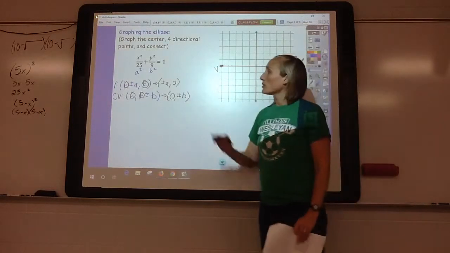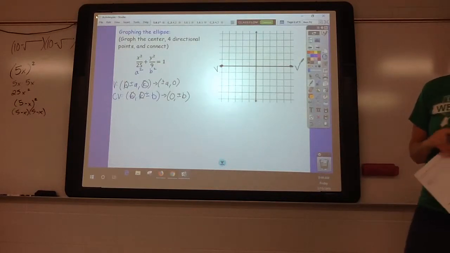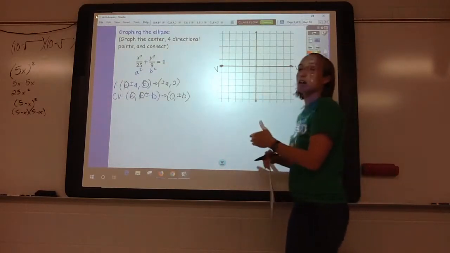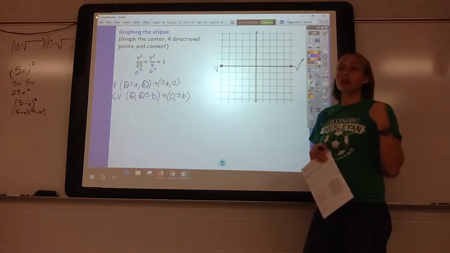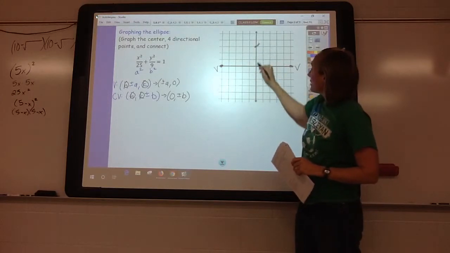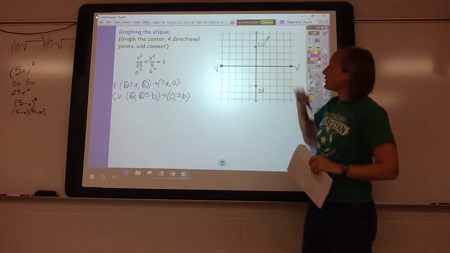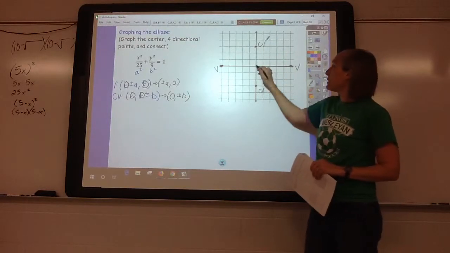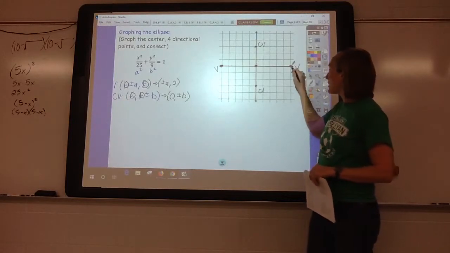Okay, my covertices are going to be at what? Good, they're going to be at the 3's. 0, plus or minus 3. Okay, so it's 0 first, so that means that if the 3's in the second spot, it's going up or down 3. So I'm going to go from 0, 0 up 3, and I'm going to go from 0, 0 down 3. Those are my covertices. My center, sorry, I didn't graph my center. My center was 0, 0. I have my 4 directional points, and I connect.